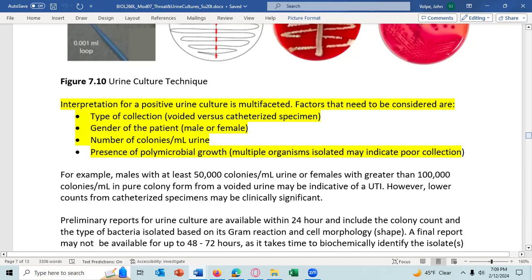If multiple organisms are isolated, it may indicate a poor collection technique. Like the patient, let's assume they're using a clean midstream sample. They may have poorly cleaned their genitals before collecting the urine.